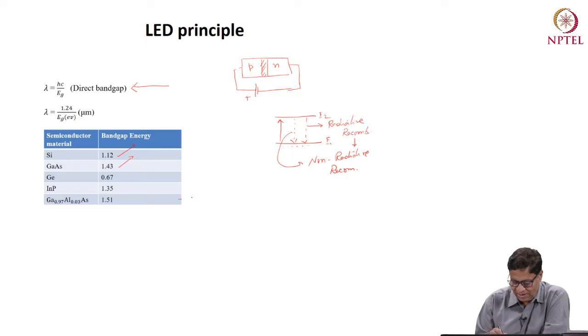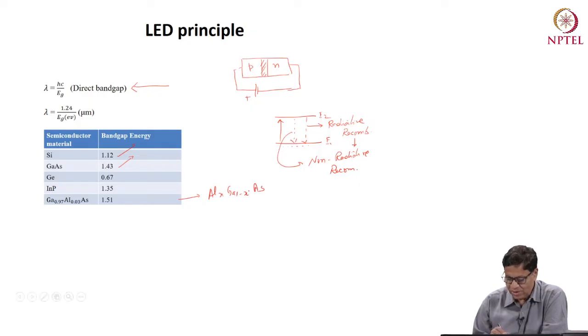So basically you can change the doping. This is GaAs, or rather it will be AlxGa1-xAs, because you're adding aluminum as a doping. You can change the value of this x, and then you can get different band gap energy. And when you change the band gap energy, essentially you are changing the wavelength of emission.